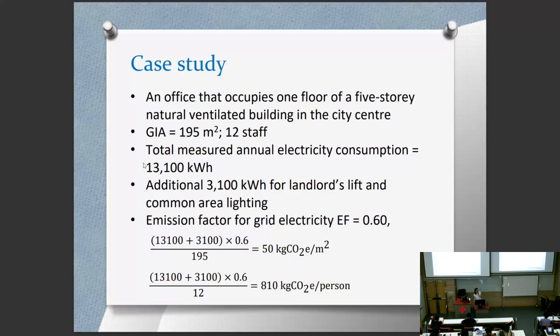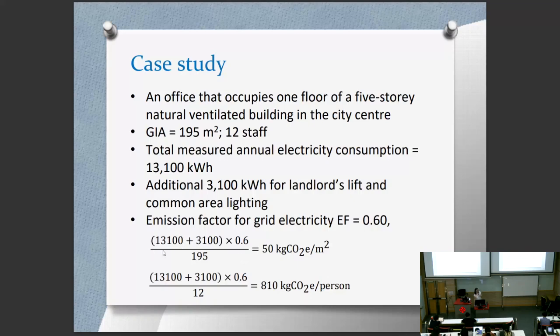So this is the tenant electricity consumption, and each tenant should be responsible for a portion of the landlord energy consumption. So let's say for this case, this one floor is responsible for 3,100 kilowatt hour of the landlord's consumption. And we use the same emission factor of 0.6. Then we can use this equation to calculate the carbon emissions of this one-floor office in a year.